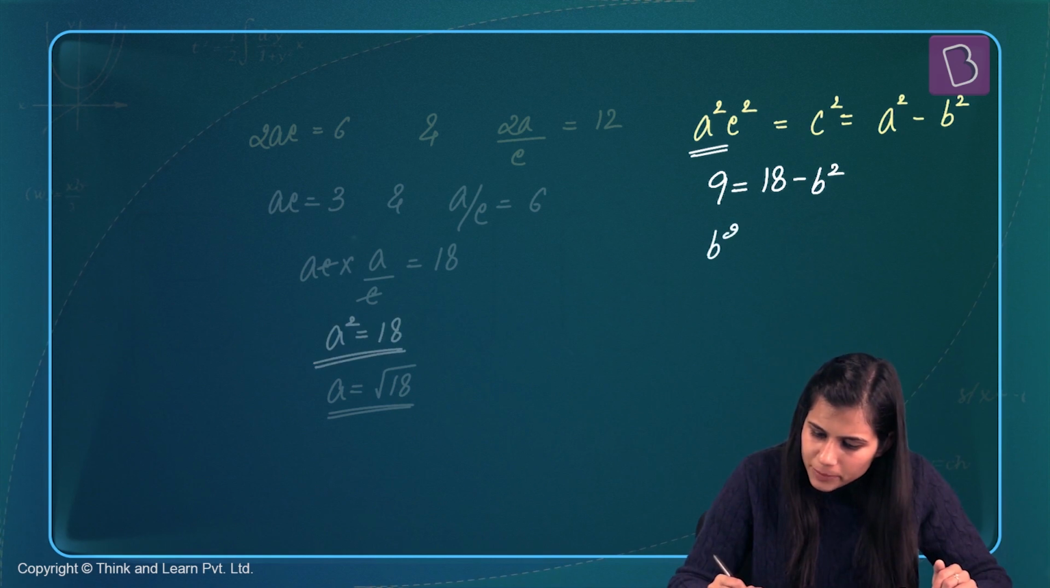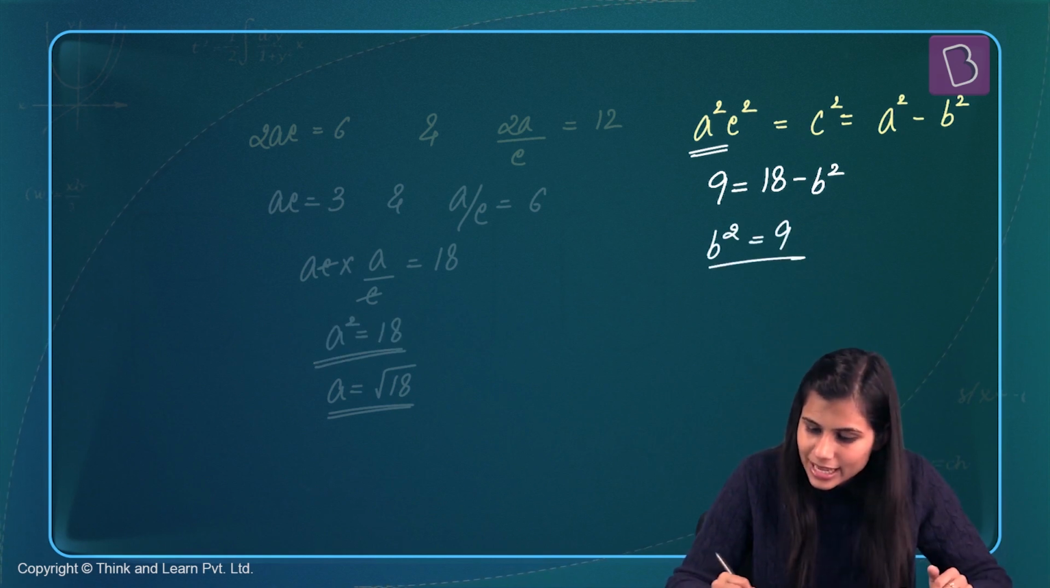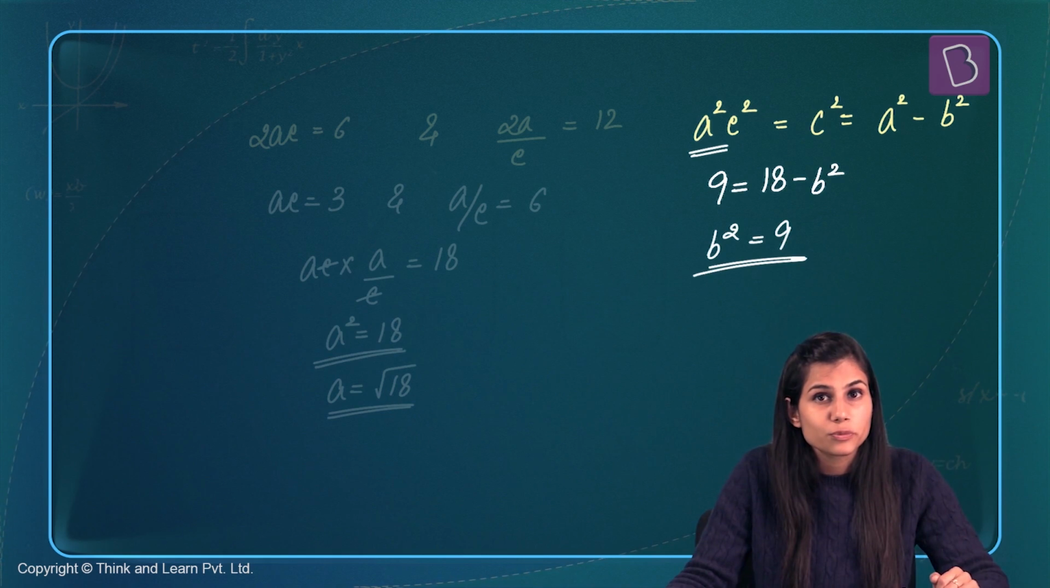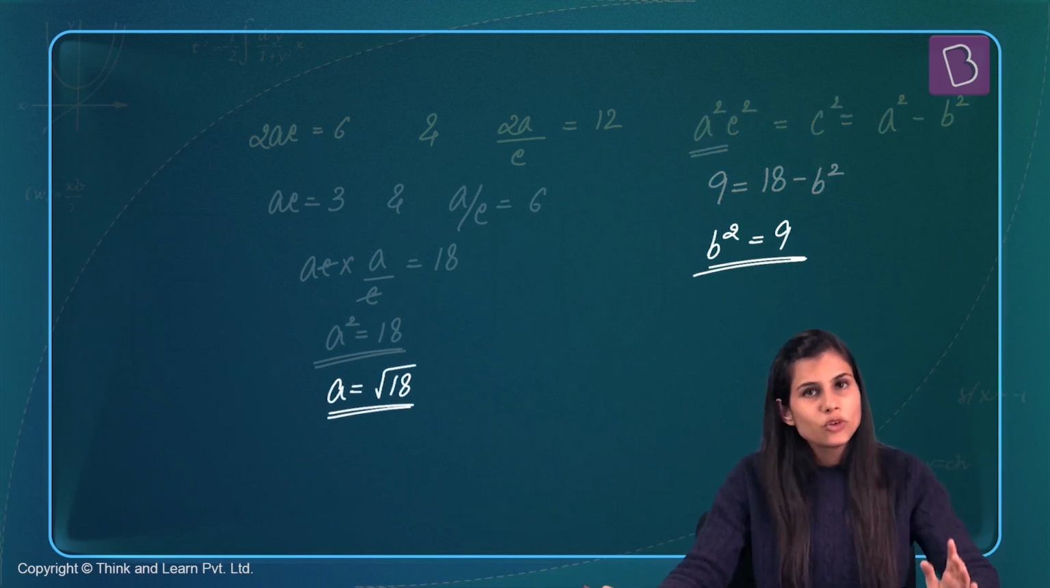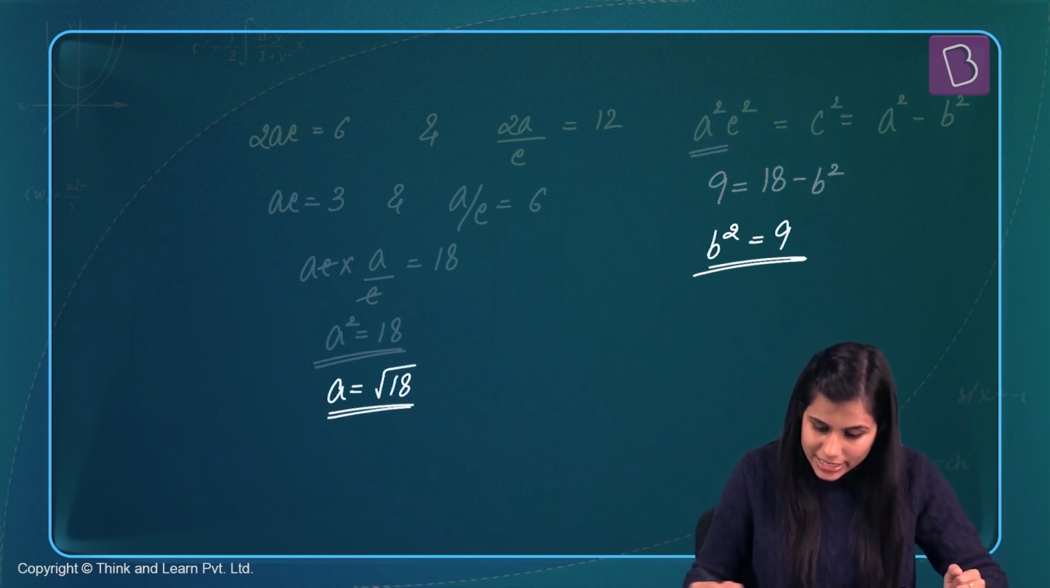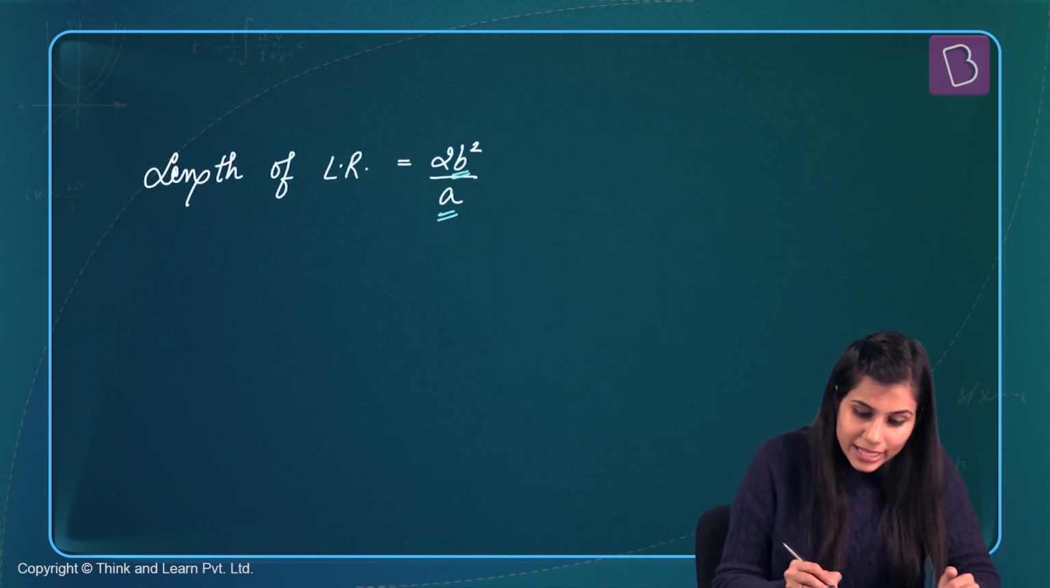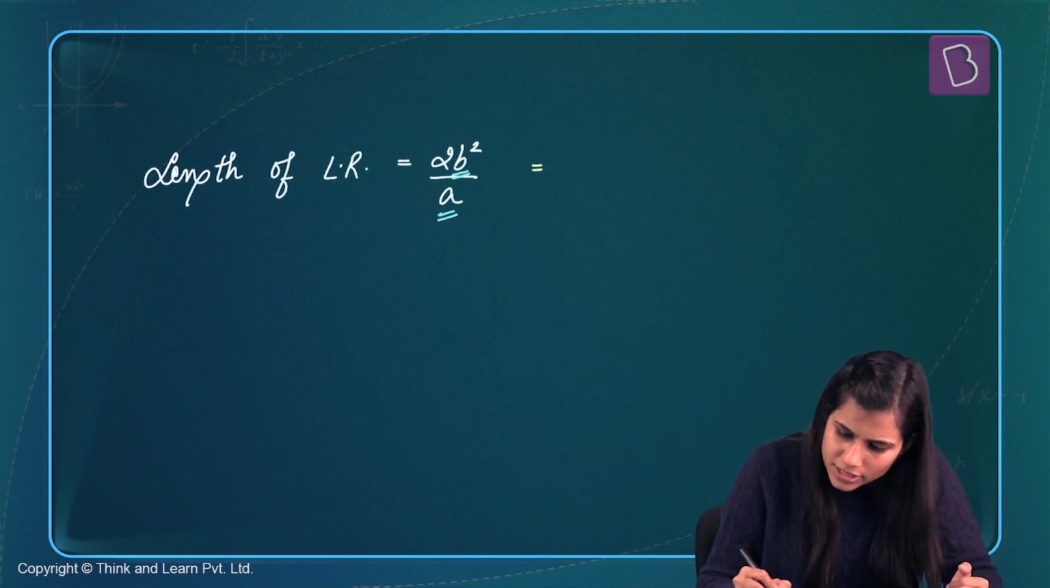When you solve this, you get b square equals 18 minus 9, that is 9, and bingo, you have your b square with you. So you can see here you have a known, that is root 18, you have b square known, that is 9. Just plug it in here and you will get the length of the latus rectum.